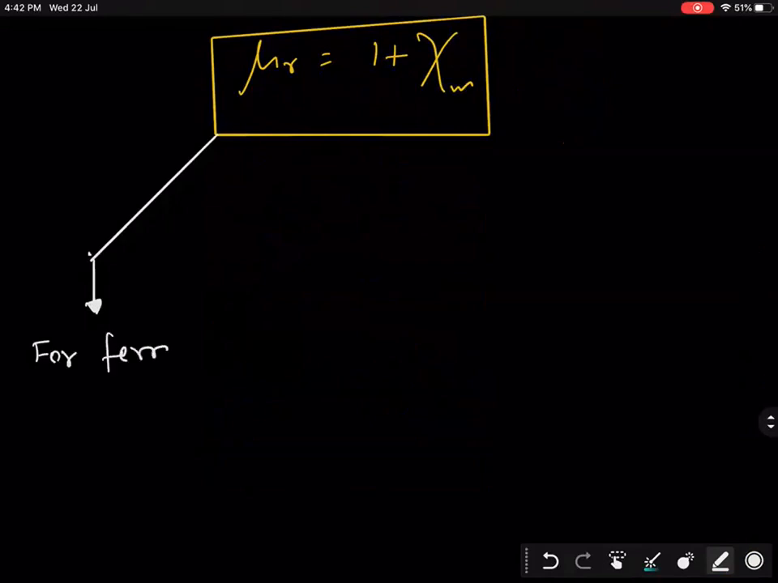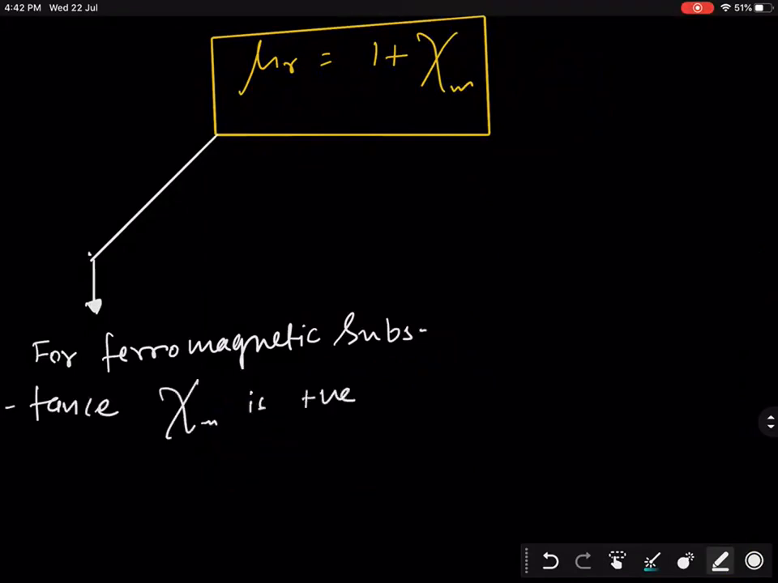Now, let's try to understand this relationship from the point of view of a ferromagnetic substance. For a ferromagnetic substance, chi is a positive number. So mu R should be greater than 1. Do you understand that? Because a ferromagnetic substance will start behaving like a magnet when you put it in an external magnetic field. So it itself will become a magnet.